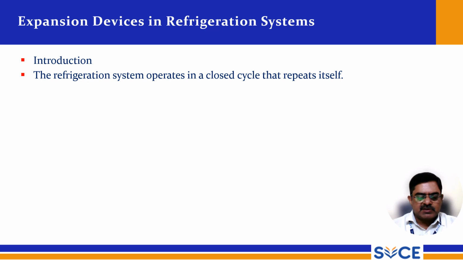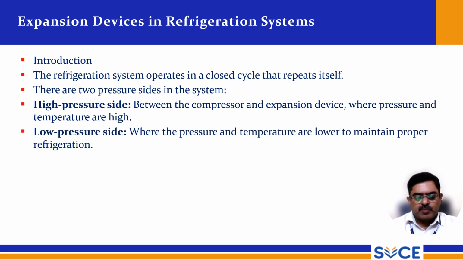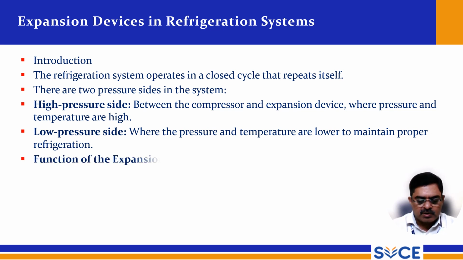So, expansion devices. The refrigeration system operates in a closed cycle that repeats itself, so it is a repetitive process. There are two pressure sides in the system. One is the high pressure side, between the compressor and the expansion device, where pressure and temperature are high. And the low pressure side, where pressure and temperature are both low, to maintain proper refrigeration.